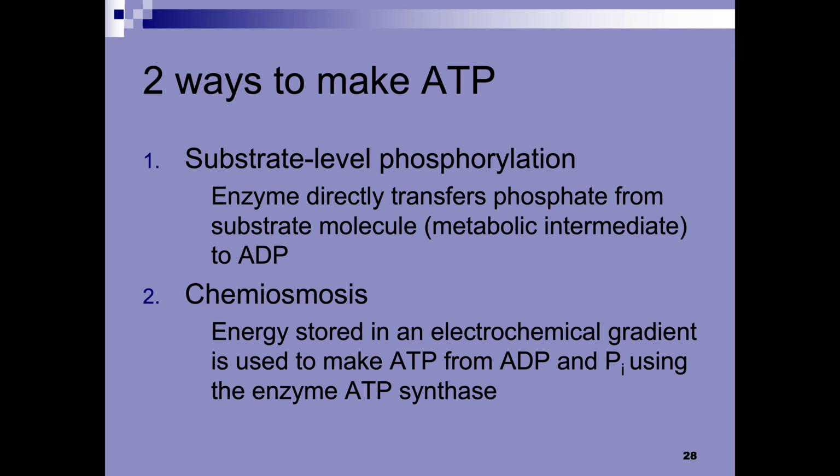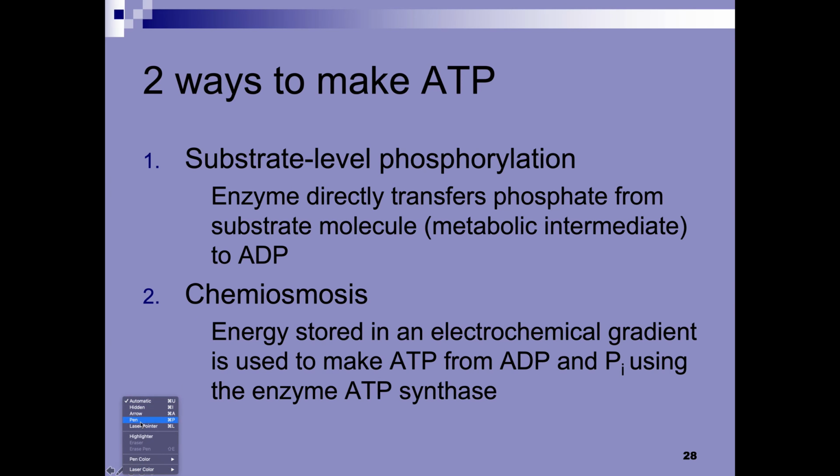First, we have what's known as substrate level phosphorylation. The second is known as chemiosmosis. You do need to know the definition of each of these and where each of these types of ATP synthesis occur in primary metabolism. In substrate level phosphorylation, an enzyme in a metabolic pathway is going to directly transfer a phosphate from whatever its substrate is, whatever its reactant is, directly to adenosine diphosphate. So ADP plus a free phosphate group will become adenosine triphosphate.